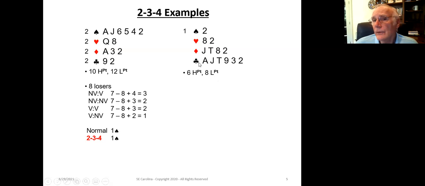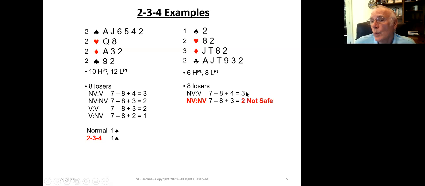All right, now let's count the losers. We've got 1 in spades, 2 in hearts, 3 in diamonds, and we have 2 in clubs. So we have a total of 8 losers. Now the underlying question here is, should we preempt 3 clubs? All right, so let's look at this. If they are vulnerable and we're not vulnerable, we take 7 minus 8 plus 4, that says 3, and we should go ahead and we can safely preempt 3 clubs with this hand.